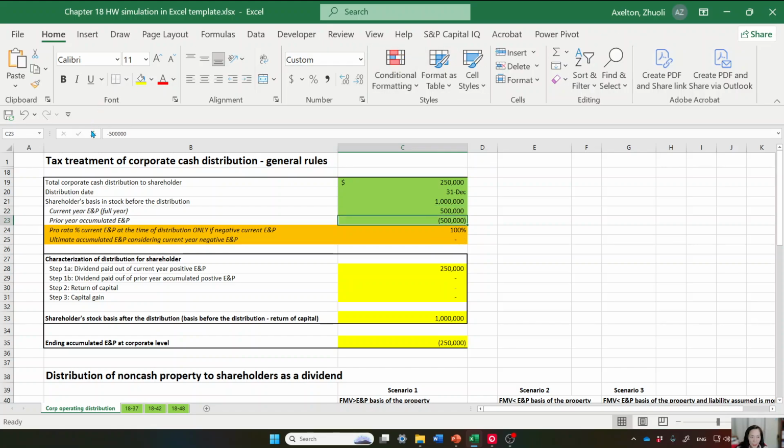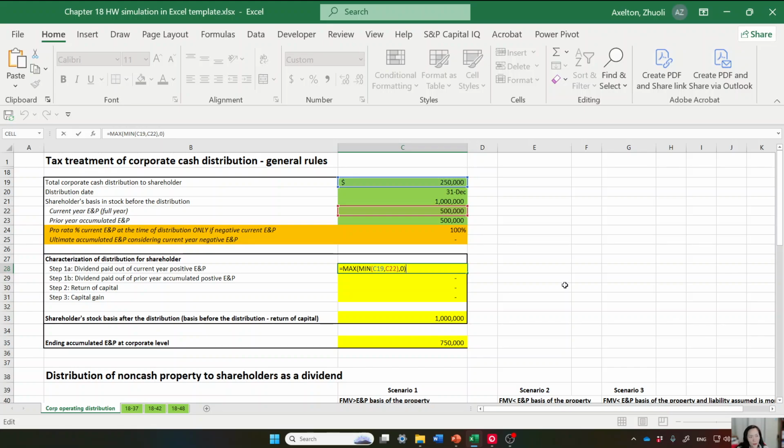So let's say I have 500,000 current year E&P and 500,000 prior year accumulated E&P. So this is accumulated E&P from prior years, right? So these are the two layers. In this case, I have positive E&P in the current year, and a positive accumulated E&P from all prior years. Once we plug in the numbers, you will see the characterization of the distribution for the shareholder, running through the calculation by step 1A, 1B, 2 and 3. You can check the formulas and see how this works.